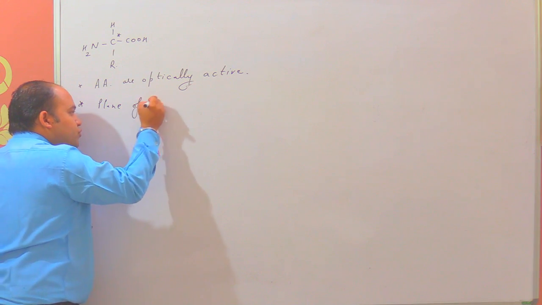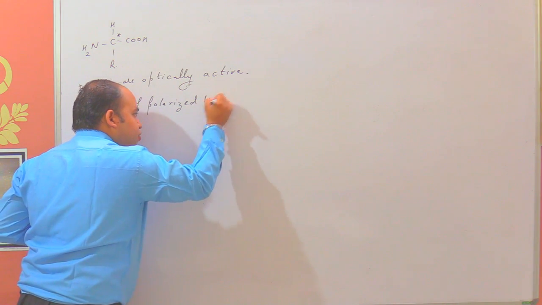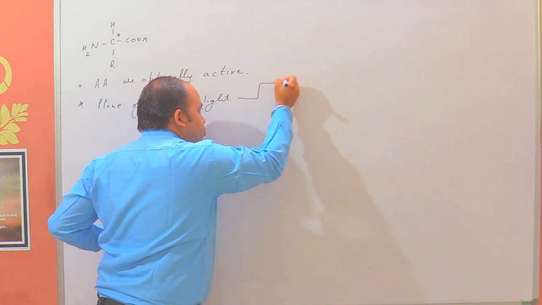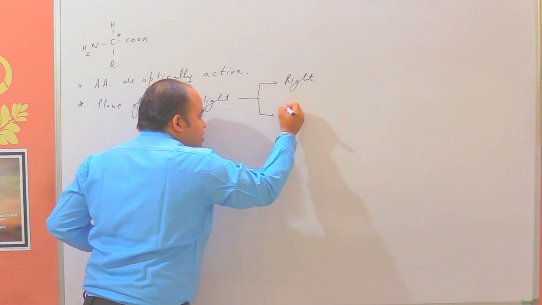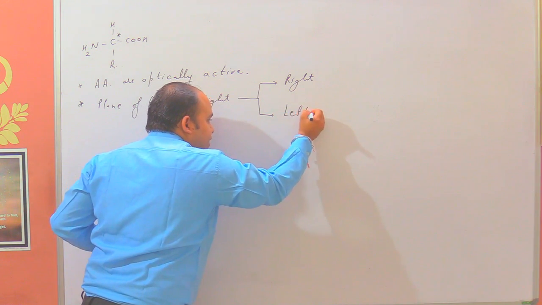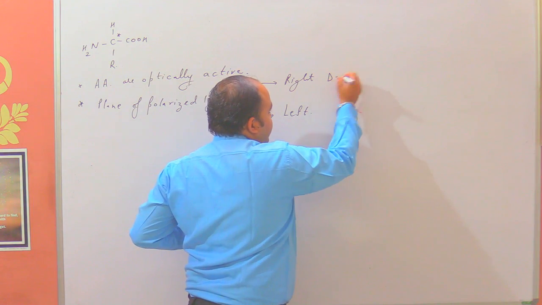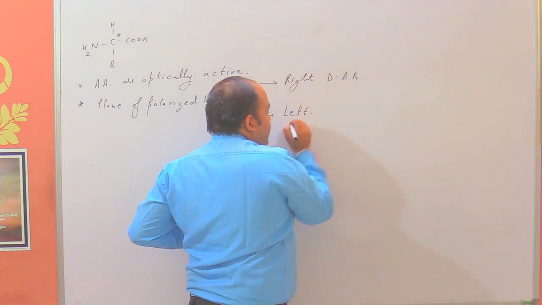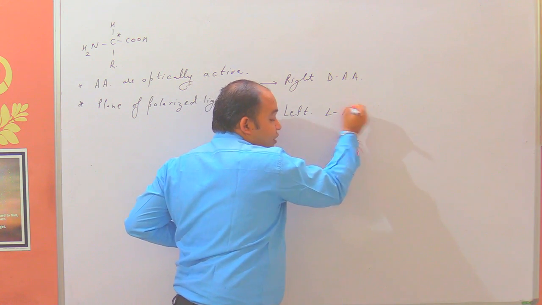As they are optically active, they can rotate the plane of polarized light towards the right or towards the left. If they rotate the plane of polarized light towards the right, it is said to be the dextrorotatory D amino acid. And if they rotate the plane of polarized light towards the left, it is said to be the levorotatory amino acid.